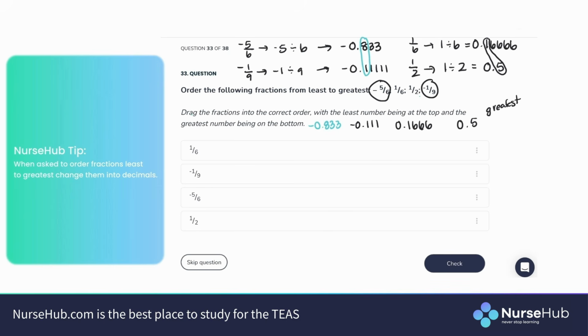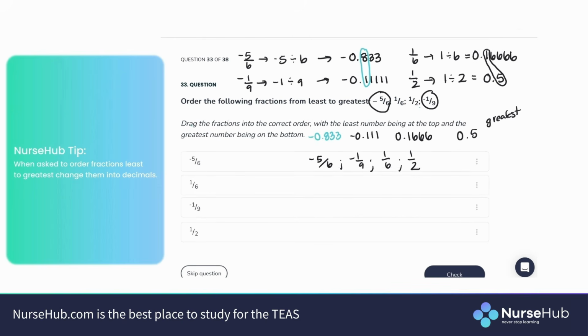Now, one thing to do is to go look back at the values that you got them from. So negative 0.833 was really negative 5/6. So negative 5/6 is followed by negative 1/9, then 1/6, and then finally 1/2. So you want the least number at the top. So if we were going to do this here, we'd want to take negative 5/6, negative 1/9, then 1/6, then 1/2.